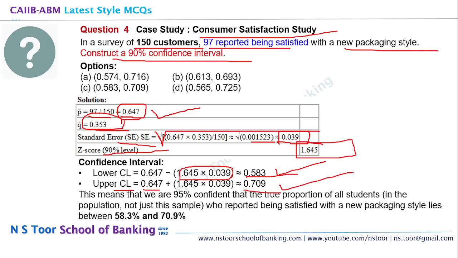So what is the interval? If we convert it into percentage, it will fall in the range of 58.3% to 70.9%. And from our answer point of view, C is the correct answer, 0.583 and 0.709. So C is the correct answer for our question. Next question.